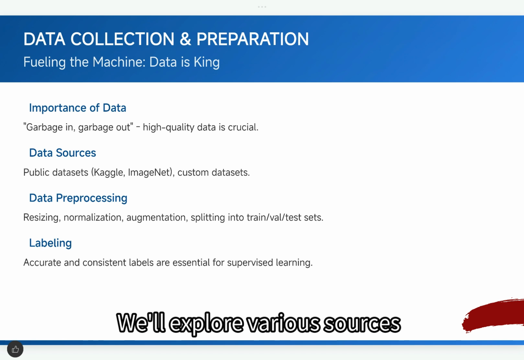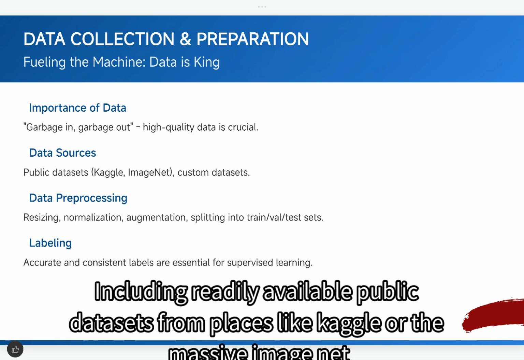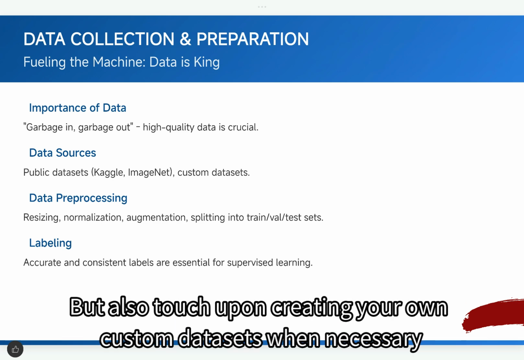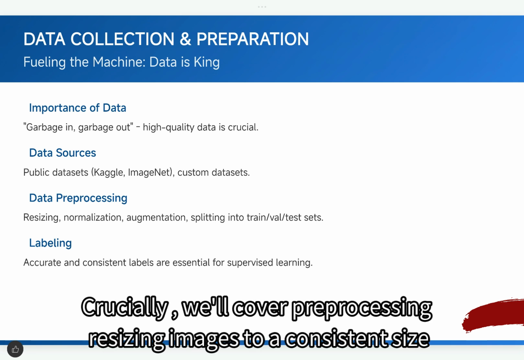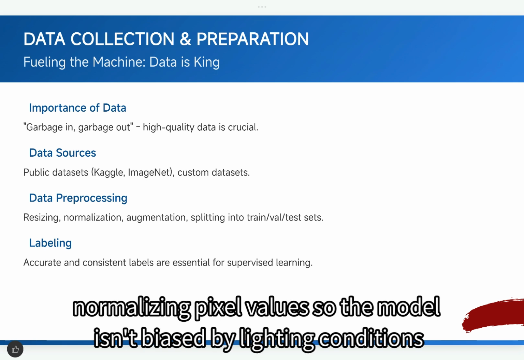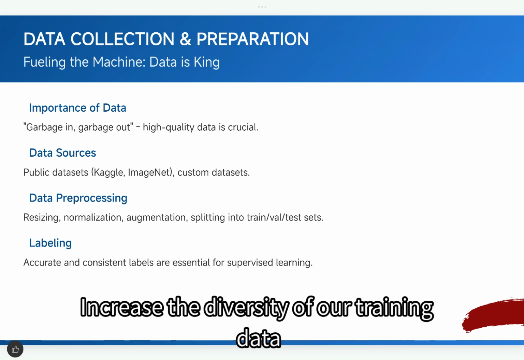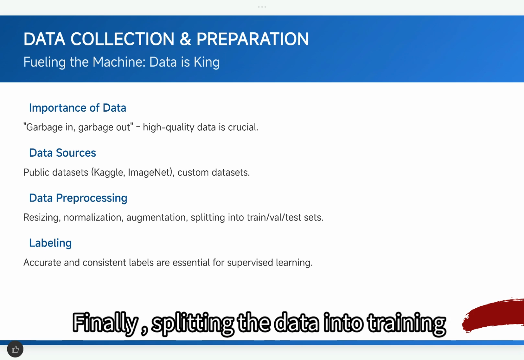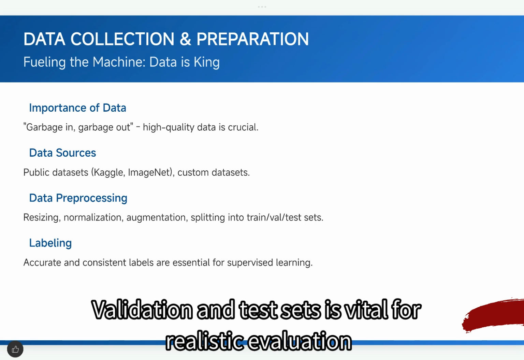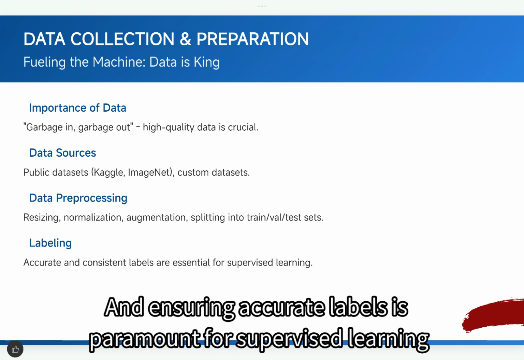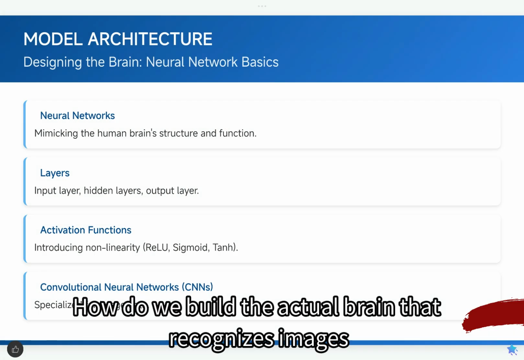We'll explore various sources, including readily available public datasets from places like Kaggle or the massive ImageNet, but also touch upon creating your own custom datasets when necessary. Crucially, we'll cover pre-processing: resizing images to a consistent size, normalizing pixel values so the model isn't biased by lighting conditions, and potentially using augmentation techniques to artificially increase the diversity of our training data. Finally, splitting the data into training, validation, and test sets is vital for realistic evaluation, and ensuring accurate labels is paramount for supervised learning.